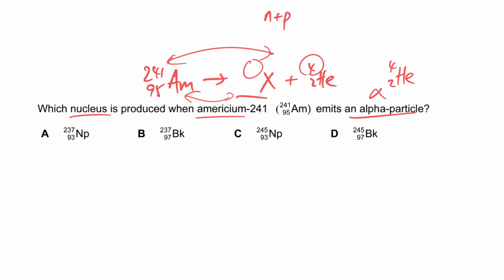Since you emit an alpha particle, you take away 4 nucleons. So the number here will be 241 minus 4, which leaves you with 237. For the proton number, since 2 protons are emitted as the alpha particle, you are left with 95 minus 2, which is 93. If you look at the options, only option A has the correct mass number and proton number. So A will be the answer.